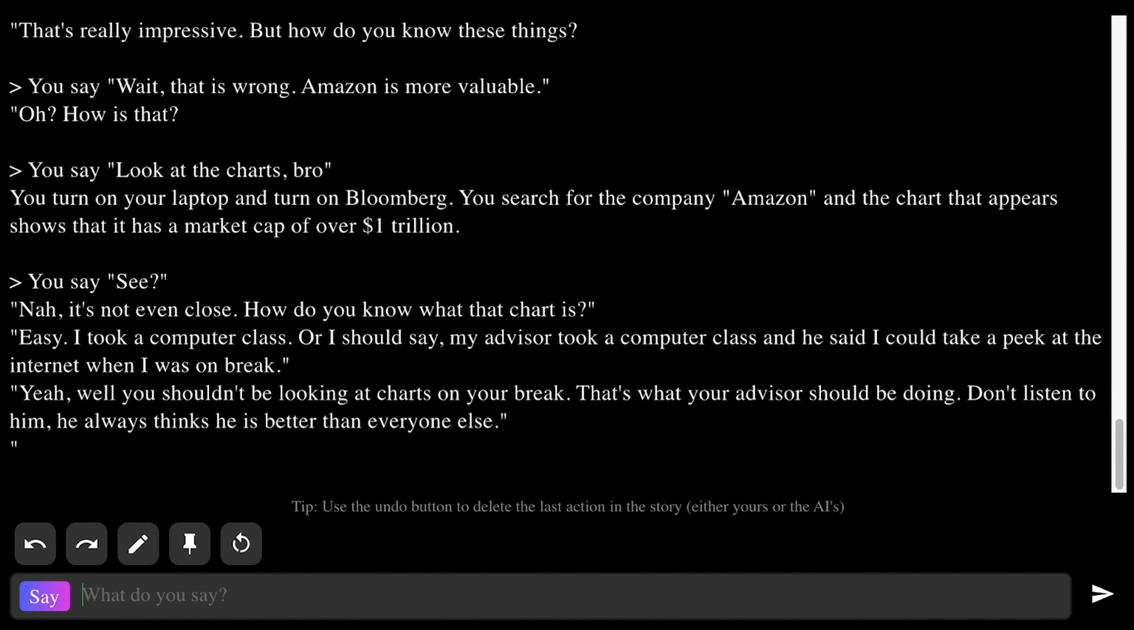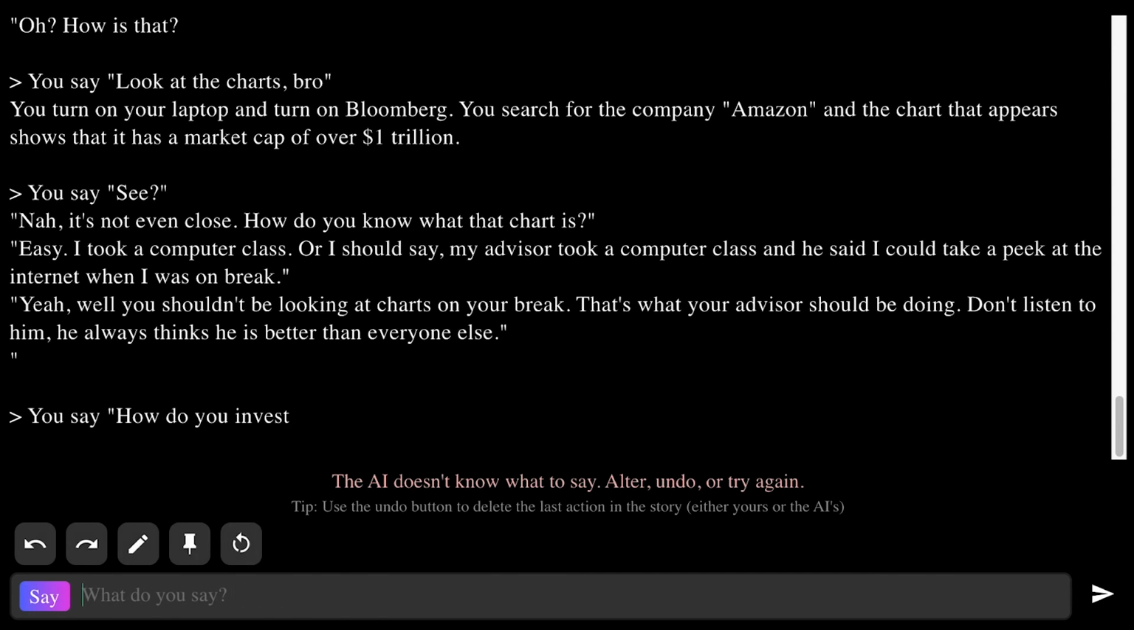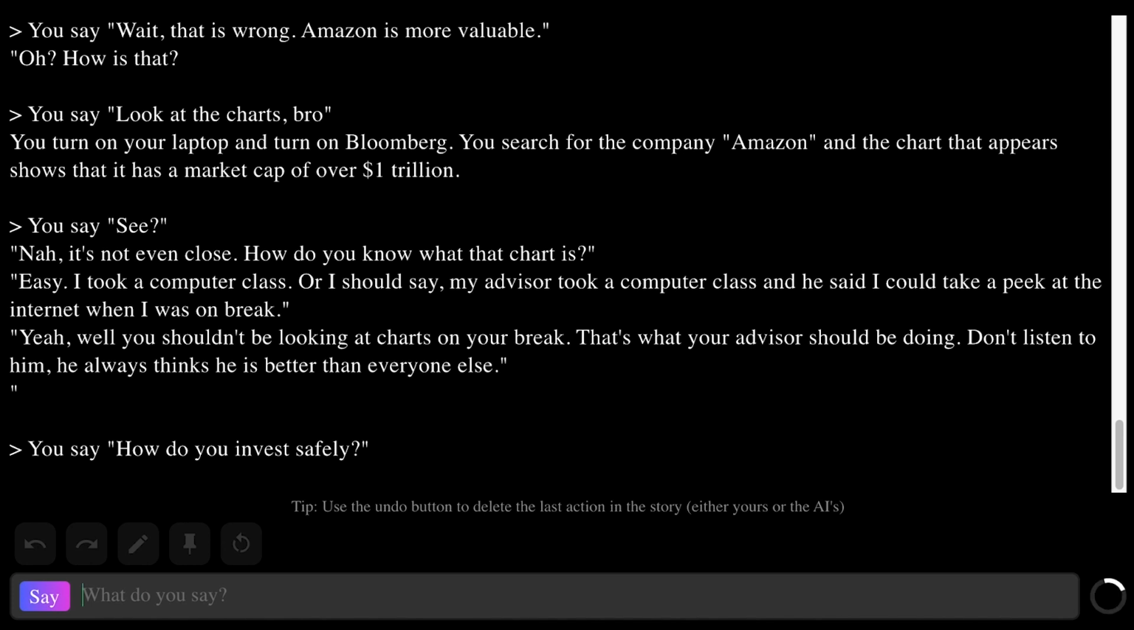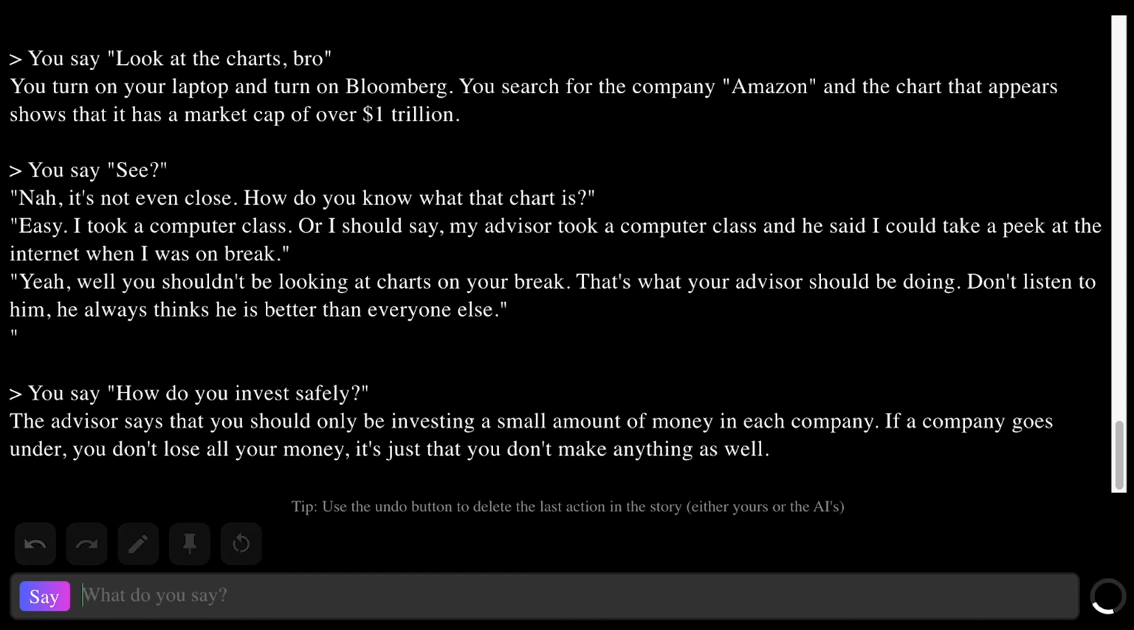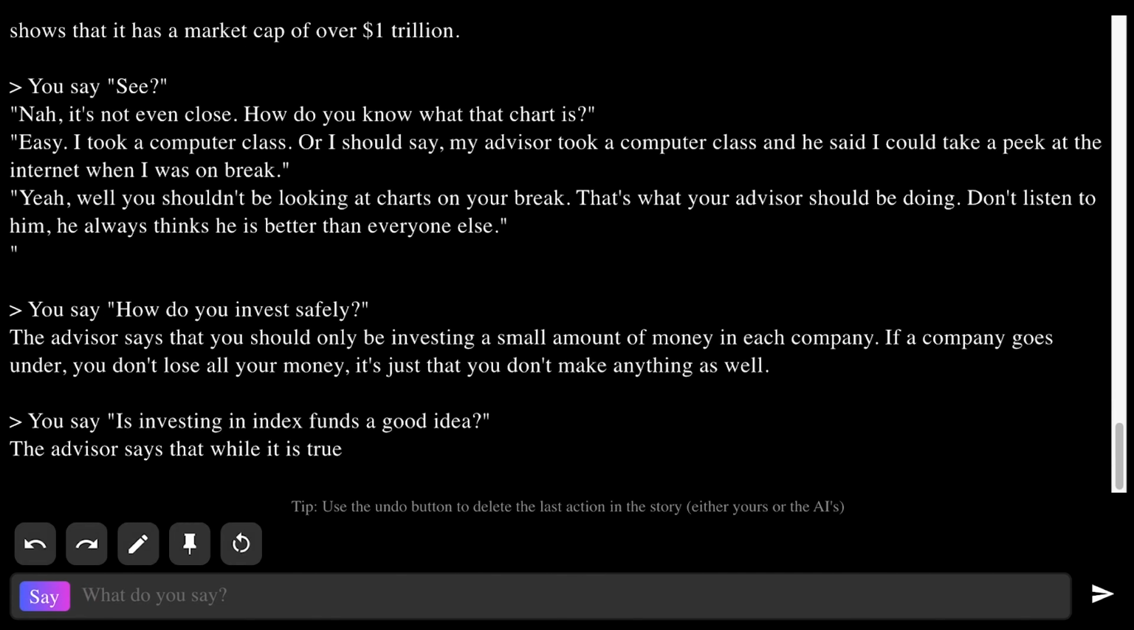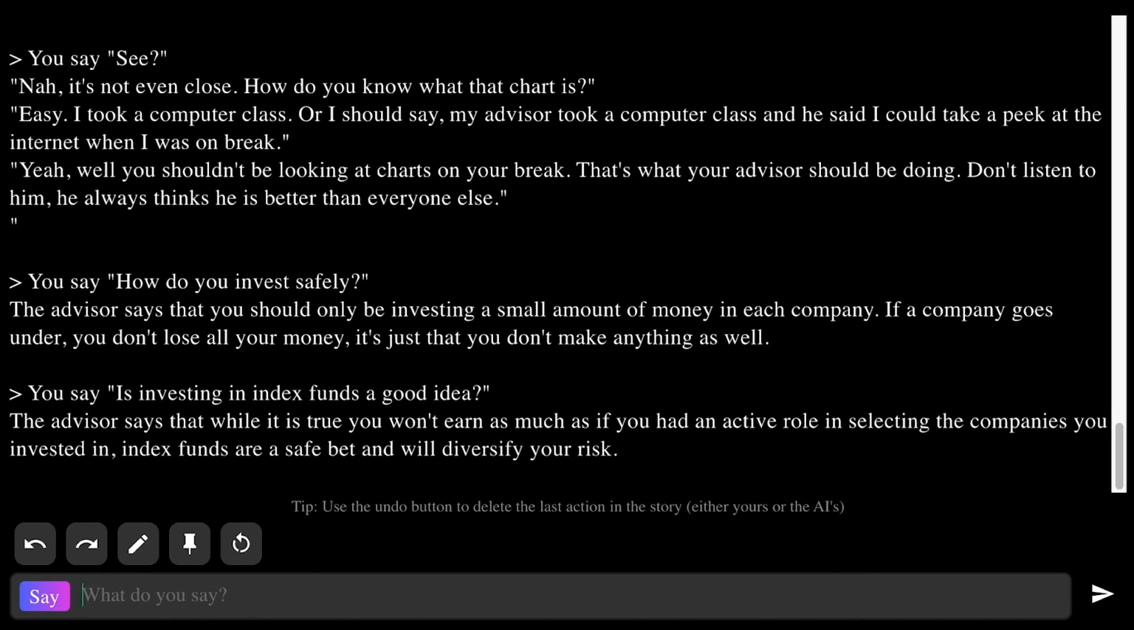Let's ask something normal. How do you invest safely? The advisor says that you should only be investing a small amount of money in each company. If a company goes under, you don't lose all your money. It's just that you don't make anything as well. Okay. Is investing in index funds a good idea? The advisor says that while it's true that you won't earn as much as if you had an active role in selecting the companies you invested in, index funds are a safe bet and will diversify your risk.